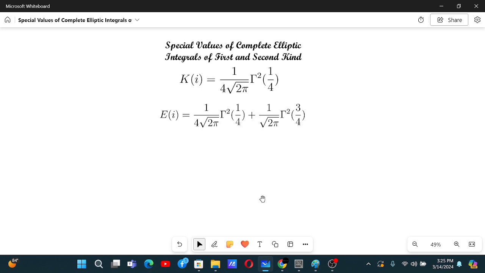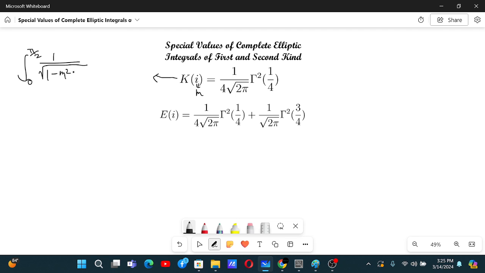Special values of complete elliptic integrals of first and second kind. So basically, K is the complete elliptic integral of the first kind, which is defined in the following way: the integral from 0 to pi by 2 of 1 by root under, if this was for some random number m, then 1 minus m square sine square theta d theta.